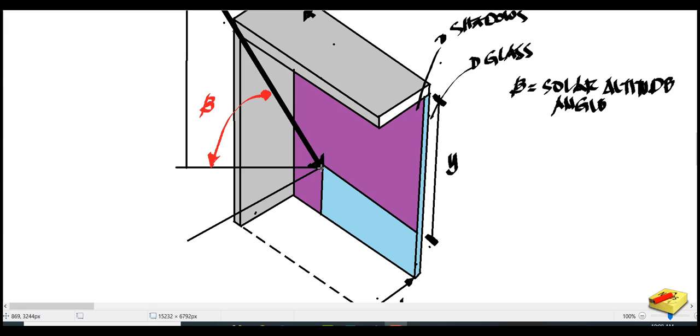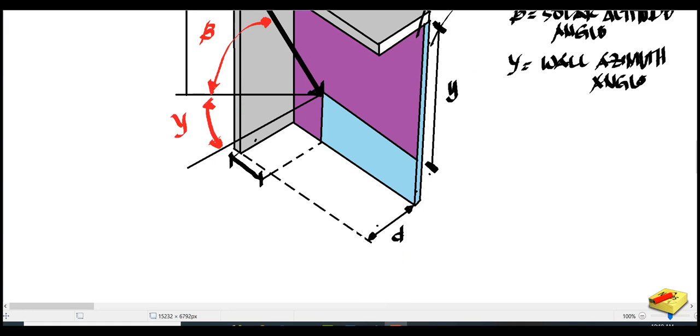Then we will be drawing a line that is parallel to the extruded surface of the external shading, and this is called the wall azimuth angle. So this is the wall azimuth angle. Okay.